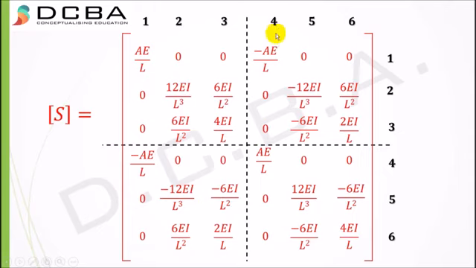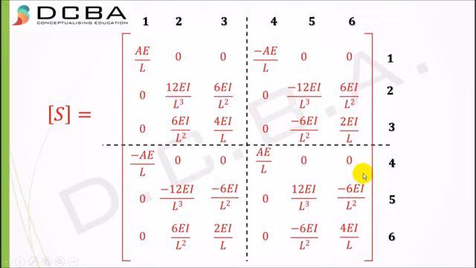The fourth column is negative of the first column, that is, if here it is plus AE by L, here it is minus AE by L. If here it is minus AE by L, here it is plus AE by L. The fifth column is negative of the second column, that is, if here it is plus, here it is minus, plus, minus, minus, plus, plus, minus. And the sixth column is identical to the third column, except you have to change the 4 EI by L to 2 EI by L and 2 EI by L to 4 EI by L. That is, interchange the positions of these two elements in the sixth column.